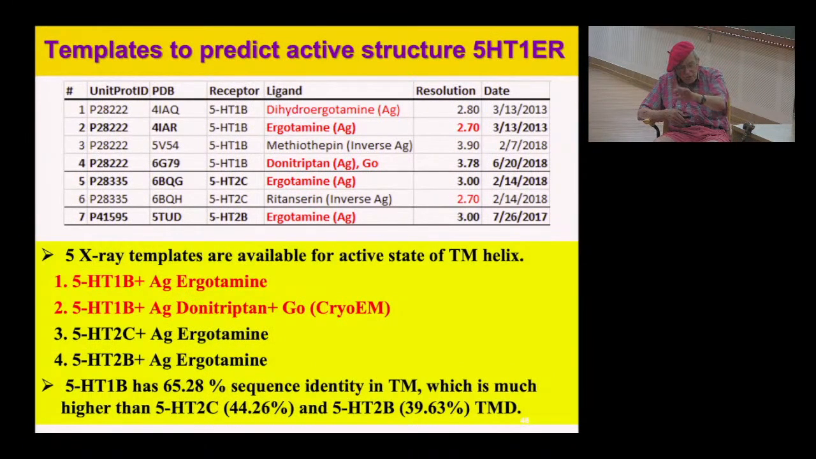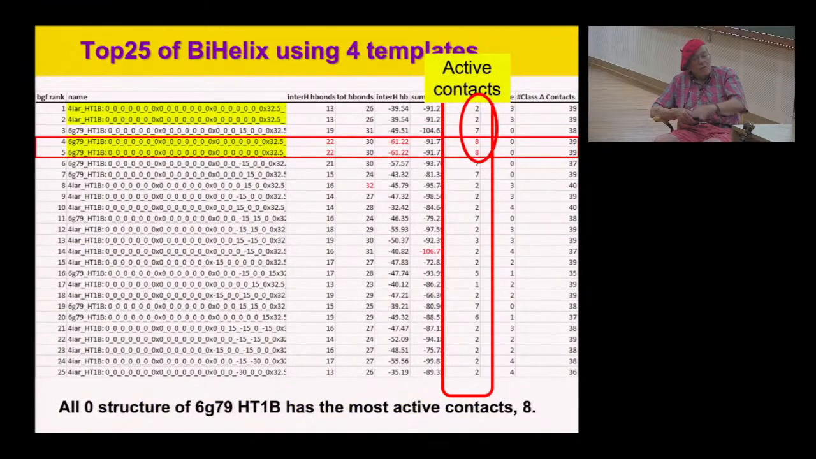So again, I'll just go through the procedure we use to get the structure. These are the templates we use to predict the structure. They're all serotonin derivatives. They're all X-ray structures in all 6. We used all 6 of them. We do all 6 of these structures with this bihelix form, and then we compare the 35 million structures from each of the 6 to find the best 25 total.